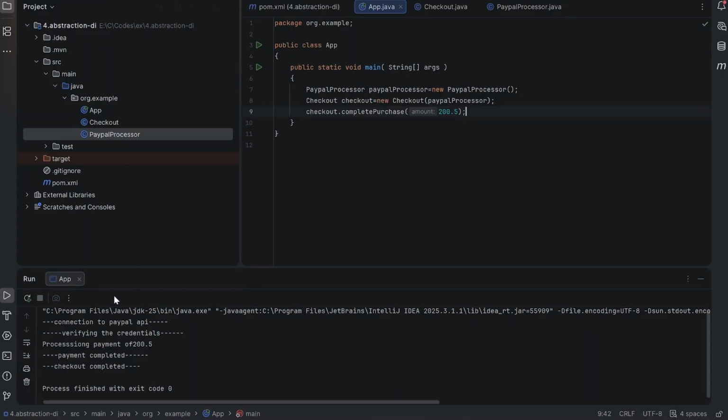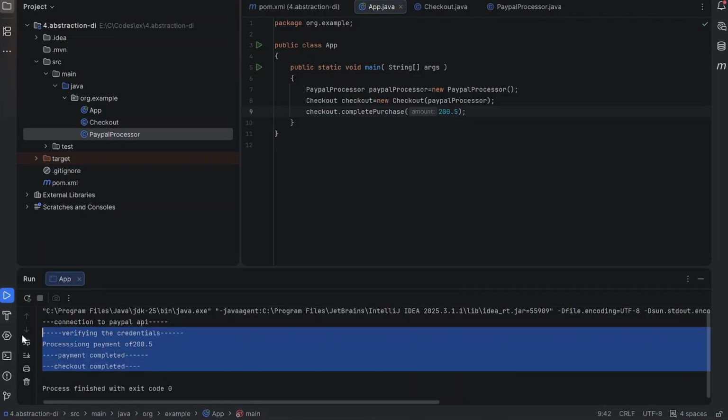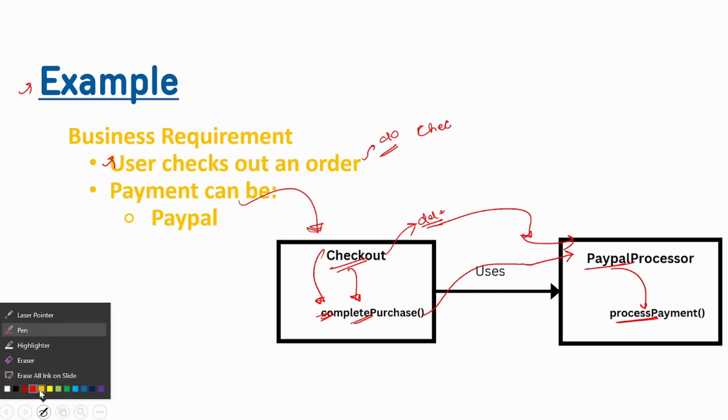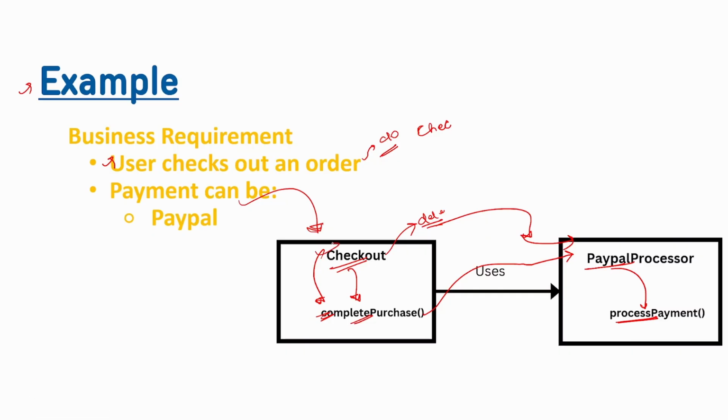So basically it's working, connecting to the PayPal API, verifying the credential, processing payment of 200.5, and the payment completed and checkout completed. So this is our business requirement which we have implemented using two classes. First one is the checkout class and the second one is the PayPal processor, and the checkout class delegates its responsibility to the PayPal processor for the process of the payment.